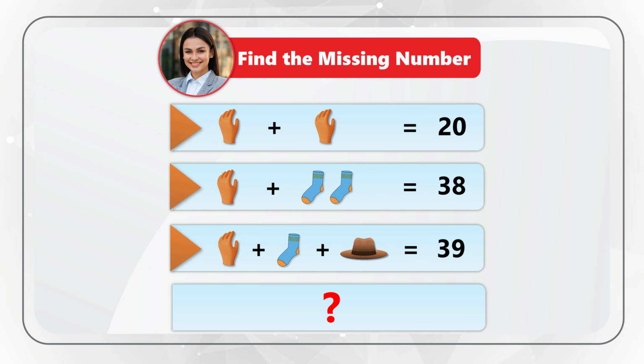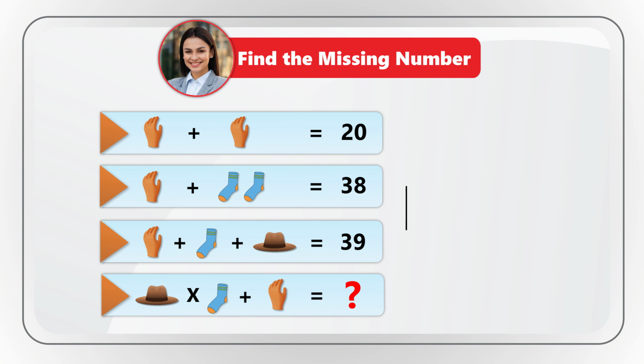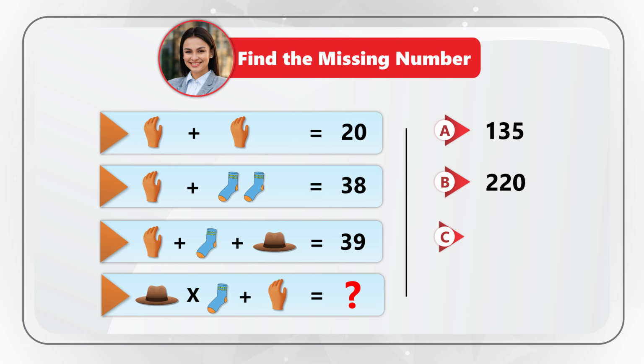And the last expression where you need to calculate the missing number is hat multiplied by sock plus glove equals the missing number. So what is the missing number? You need to calculate and select out of 4 different choices. Choice A, 135. Choice B, 220. Choice C, 165. And choice D, 360.